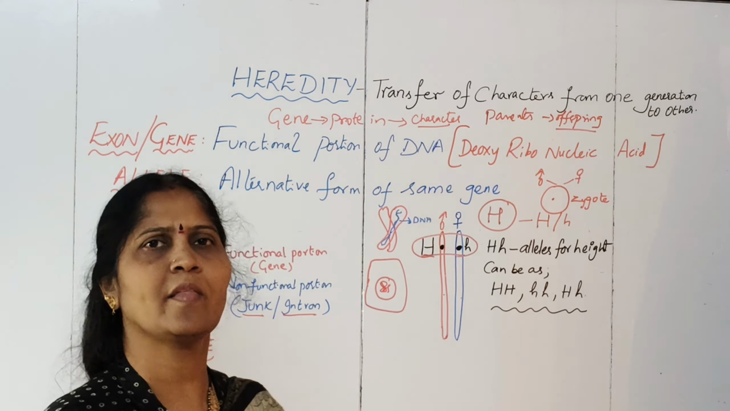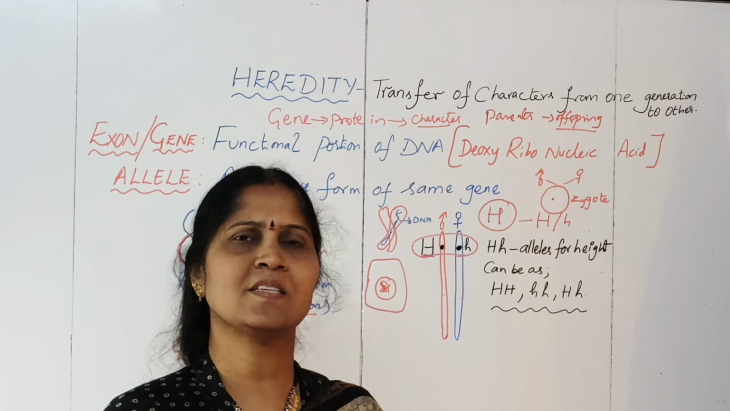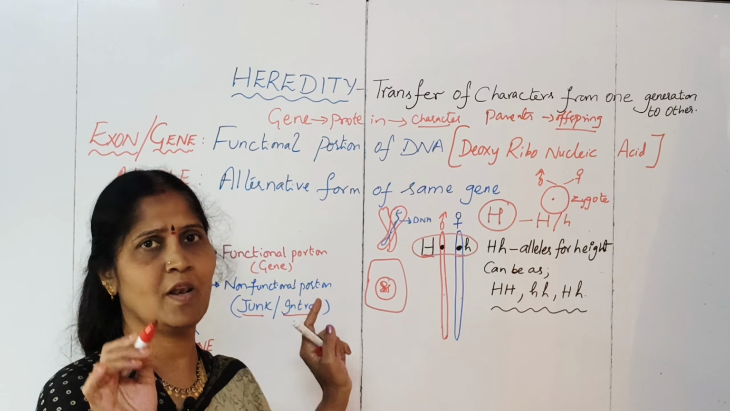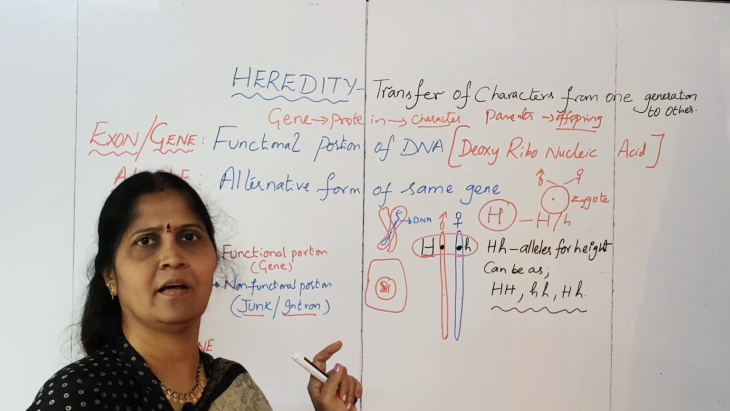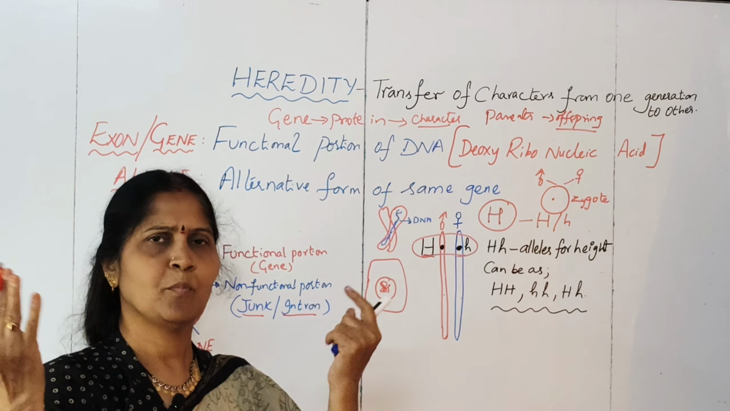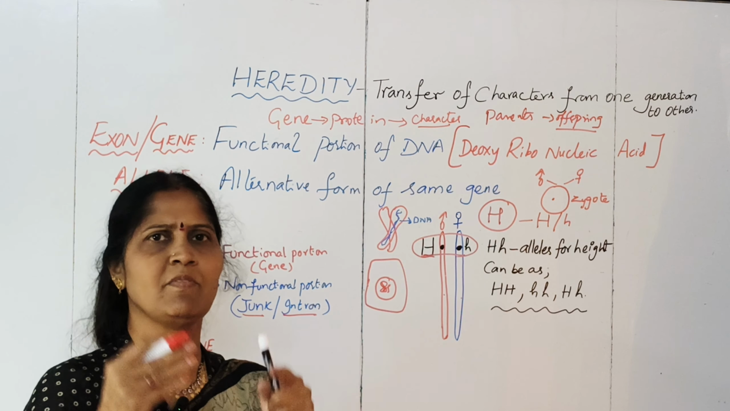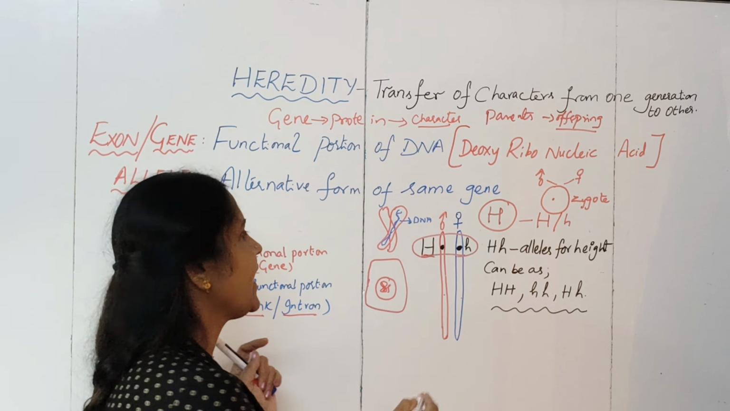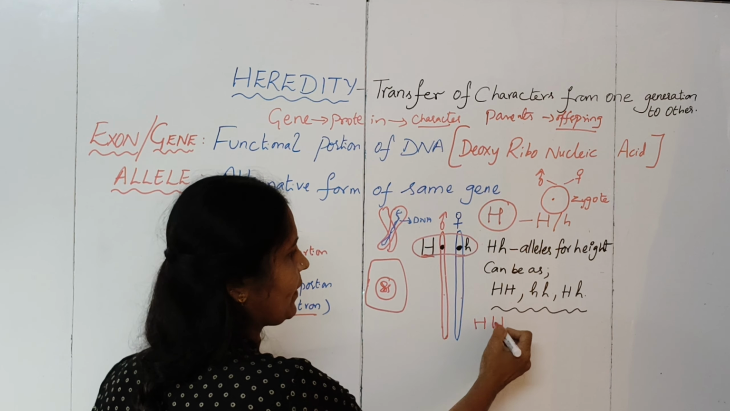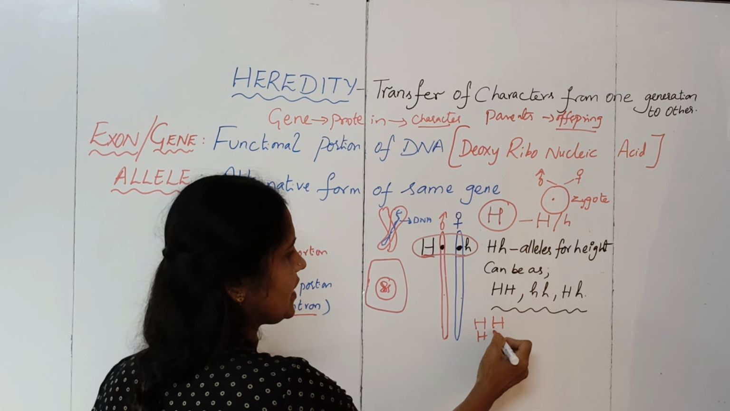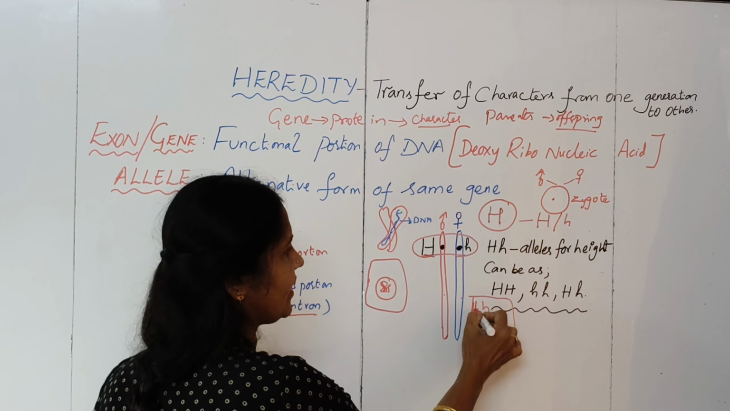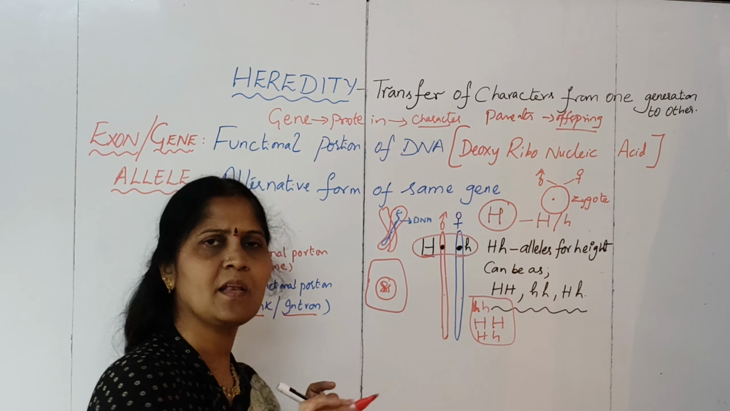When these two are there, it does not mean that always one chromosome will have capital H and the other chromosome will have small h. It is not like that. It can be any combination. When you receive both chromosomes from your parents, they can have both capital H, or capital H and a small h, or small h and small h. The combinations can be anything.